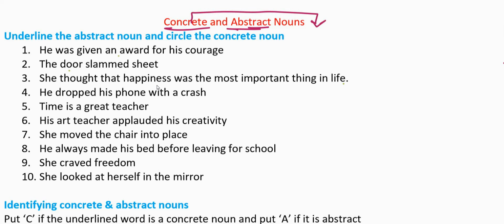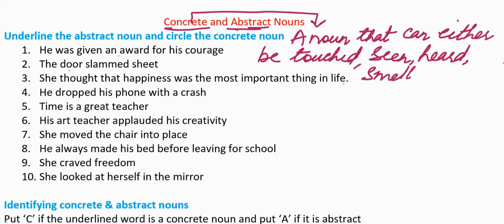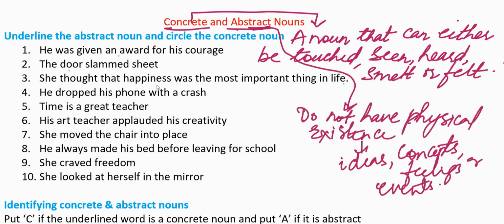A concrete noun is a noun that can either be touched, seen, heard, smelt or felt. Concrete nouns have a physical existence. We can either see them or touch them or hear them or smell them. What are abstract nouns? Abstract nouns are the nouns which do not have physical existence, which means these are the nouns which cannot be touched, seen, heard or smelled. These are ideas, concepts, feelings or events.